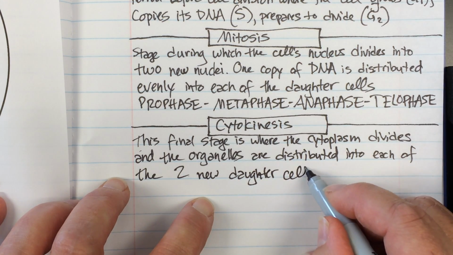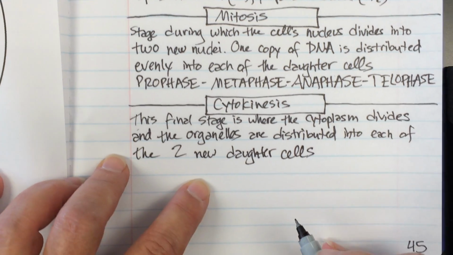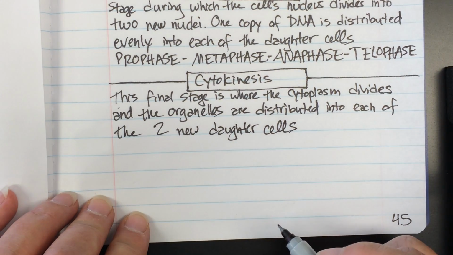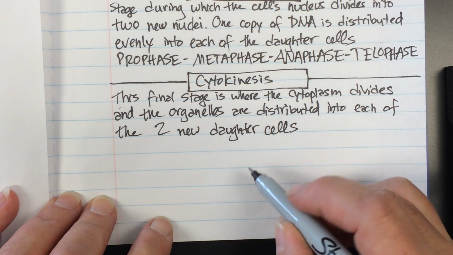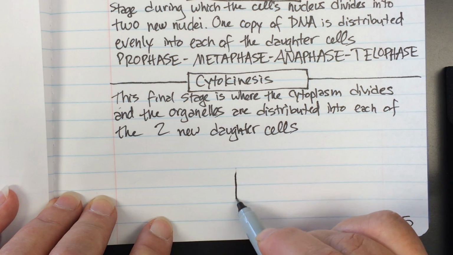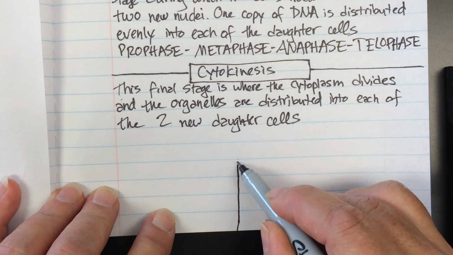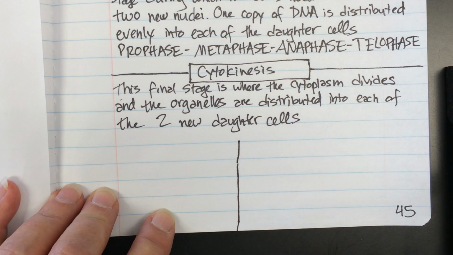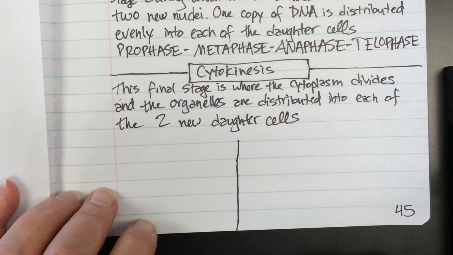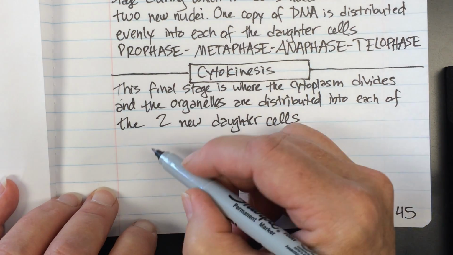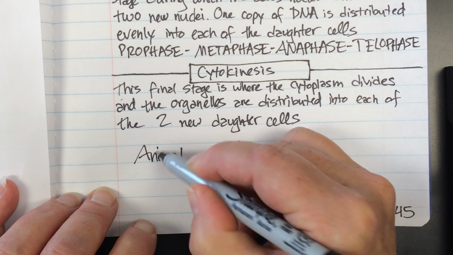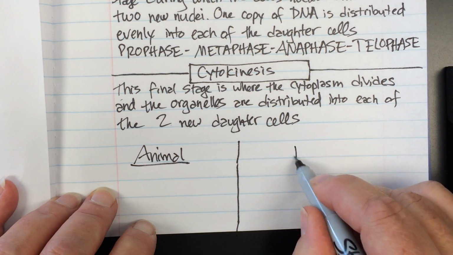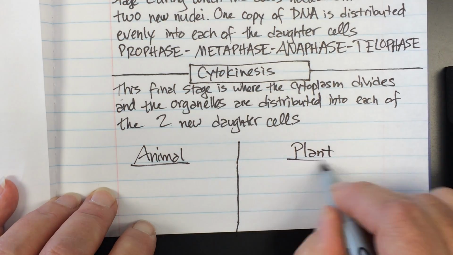Okay? And then lastly, there's two parts to cytokinesis depending on if it's an animal or a plant cell. So I'm going to draw a little line here to show the difference, okay? Because cytokinesis looks different depending on what it is. So in the animal cell, and here we're going to do the plant cell.